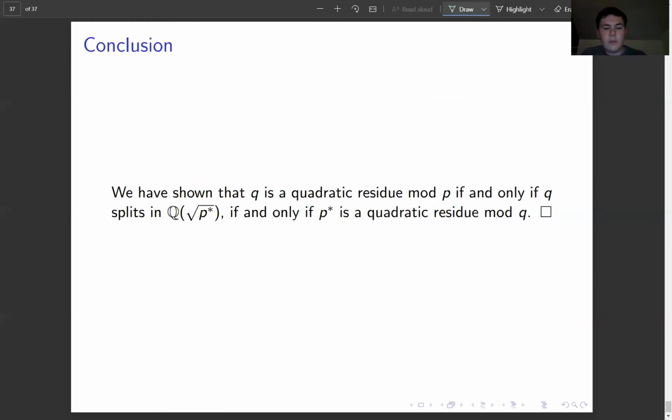So we showed that Q is a quadratic residue mod P as long as Q splits. And we just showed that if Q splits, then Q splits if and only if P star is a quadratic residue mod Q. And that concludes the proof.